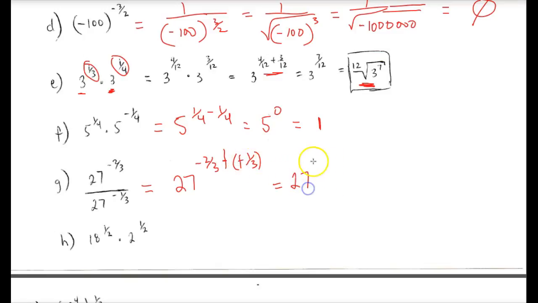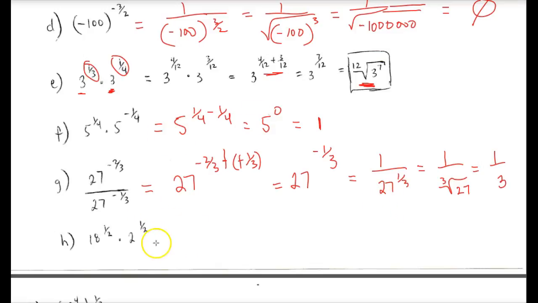So that would be 27 raised to the negative 1/3. And of course, that's the same as 1 over 27 raised to the positive 1/3, which is the same as 1 over cube root of 27, which will be the same as 1/3, since 3 times 3 times 3 is 27.